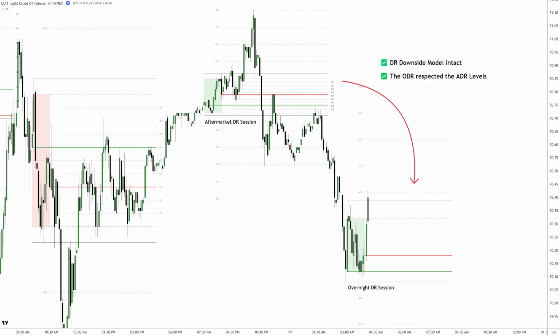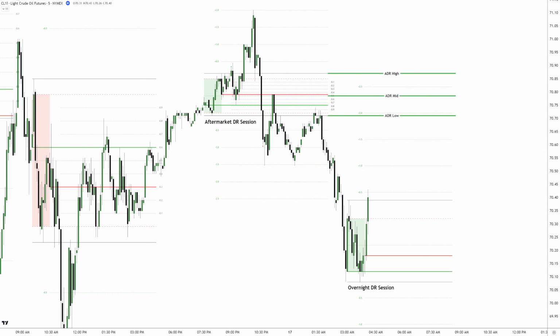But in this case, we still have plenty of room to the upside, so we need to be cautious with our target selection. As I've shown in previous videos, the ADR levels remain important, and the higher you aim for your targets, the lower your probability becomes. If the overnight DR session breaks all ADR levels, the likelihood of turning into a range expansion model increases.